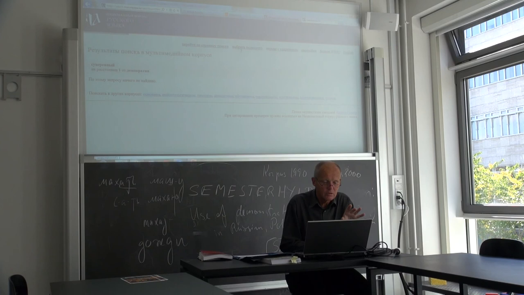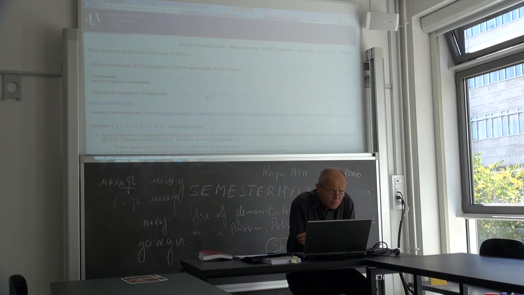Multimedia, is that the one with the newspapers? I'm not so sure. I know multimedia, that's of course Gazeta, that was the one also. Are you sort of searching all of them at once? No, it doesn't, because it would be too much. This is a newspaper corpus, and by itself it has almost 13 million words. So it's huge.